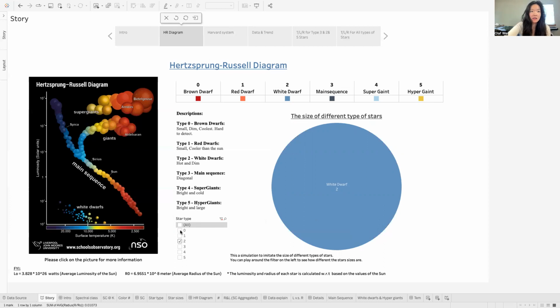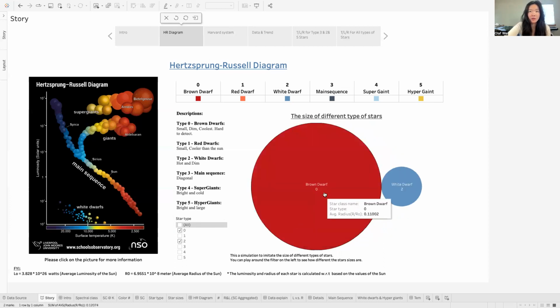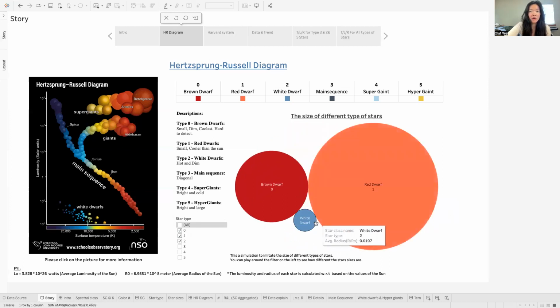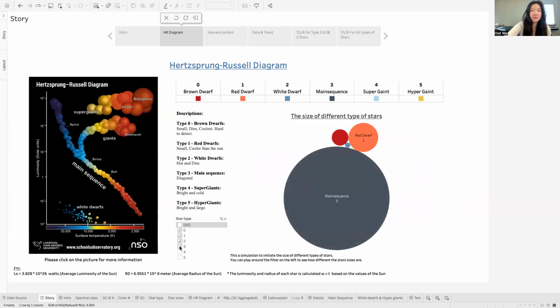And then let's introduce brown dwarfs. You can see brown dwarfs are bigger than white dwarfs, but not a whole lot. And then let's add in red dwarfs. Red dwarfs are type 1. Red dwarfs are about 35% of the size of our sun. And then white dwarfs look very small compared to red dwarfs. And then main sequence. Main sequence is a lot bigger than any other dwarfs.